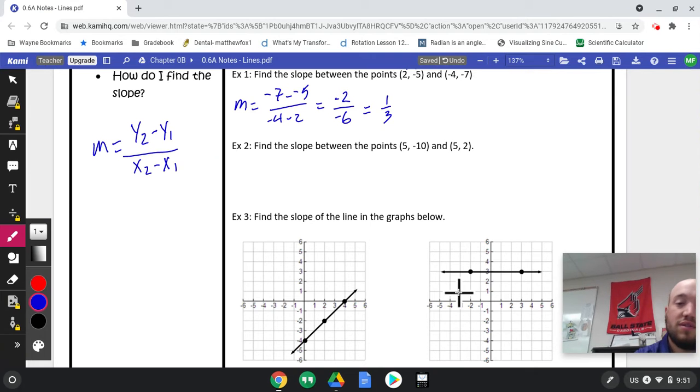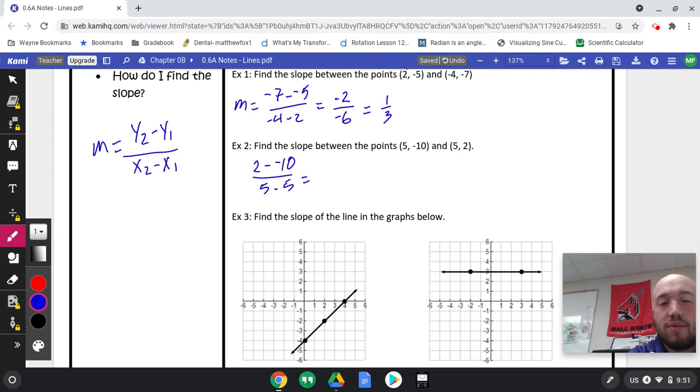Let's move on to the next one. Same thing. We'll take y2 minus y1 divided by x2 minus x1. Now 2 minus negative 10 becomes 12. Okay, 12 over 0. Now, anytime we get a 0 on the bottom, we can't have this. If it's slope, then our slope is going to be undefined.